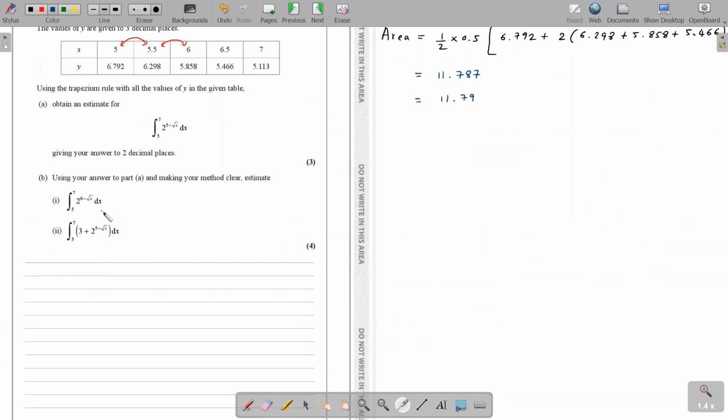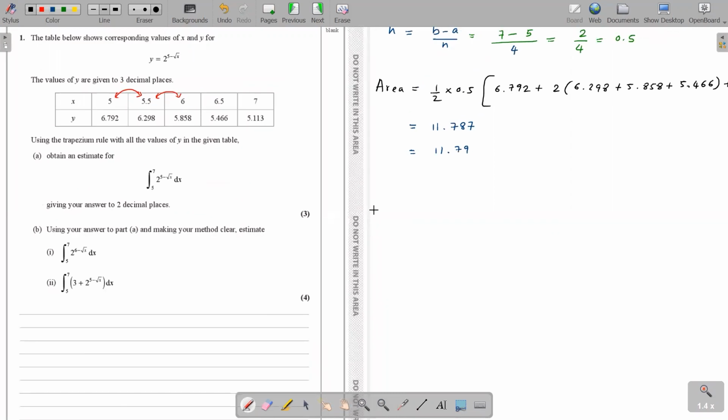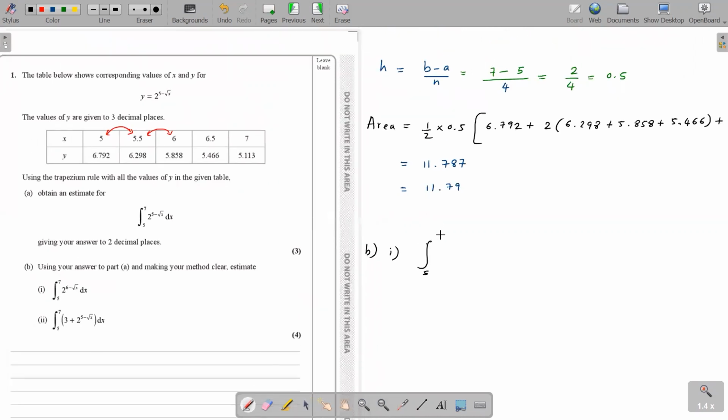Now they are asking you to use your answer to part A and, making your method clear, estimate the integral of 2 to the power 6 minus root x, with limits again from 5 to 7. Part B, Roman number 1. We know the integration we found: the integral of 2 to the power 5 minus root x, and the answer was 11.79. So by using the trapezium rule, we got an estimate for the area under the curve of 2 to the power 5 minus root x between 5 and 7.